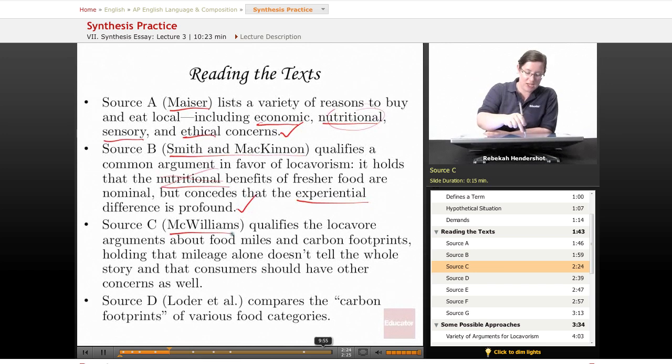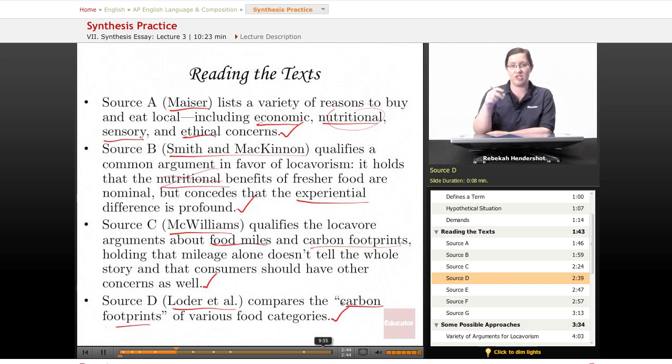Now, source C, which is McWilliams, qualifies the locavore arguments about food miles and carbon footprints. It holds that mileage alone doesn't tell the whole story and consumers should have other concerns as well. So this is another qualifying argument. Source D, Loader et al., compares the carbon footprints of various food categories. This one is just a simple graph, so you can go look at the graph.